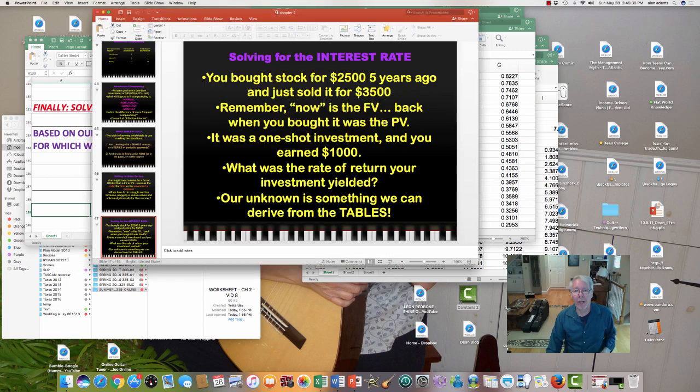So let's go back to our slides here. Now, here's a common one. Solving for the interest rate. This is number 2 of the 3 I just gave you. Now let's assume that you bought stock for $2,500. You bought it 5 years ago. You just sold it for $3,500. Now remember, right now is the future value. We are in the future because we bought the stock in the past. We have to move, from your perspective, from what we know now back along the timeline. So here we bought it for $2,500. Now it's worth $3,500, and the time span is 5 years.